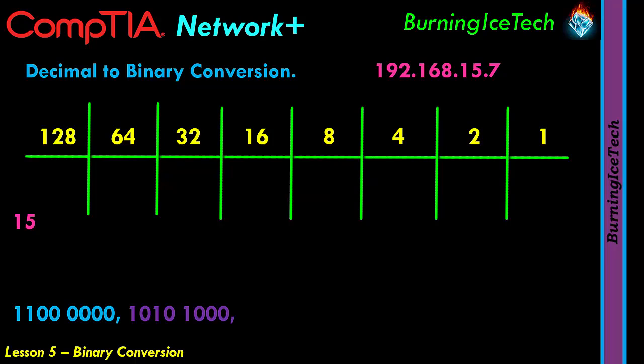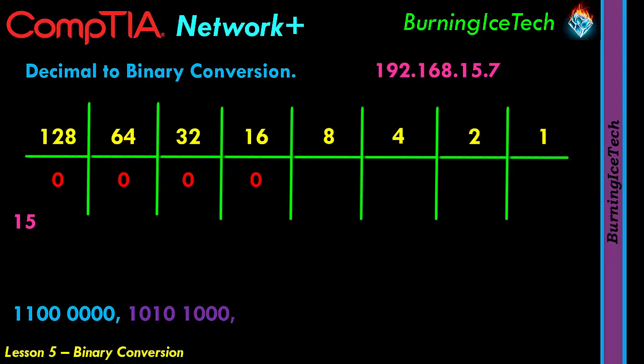There's our magic number. Looking at 128, is it smaller or equal? No. So we're going to put a 0. 64, is it smaller or equal? No. We're going to put a 0. 32, smaller or equal? No. We're going to put a 0. 16, smaller or equal? No, it's still bigger, so we're going to put a 0. And now we're getting to the good stuff.